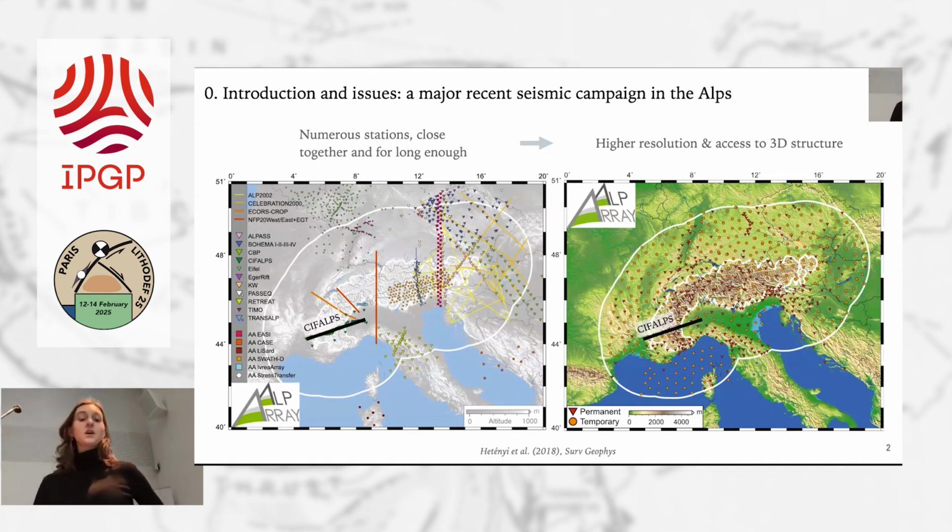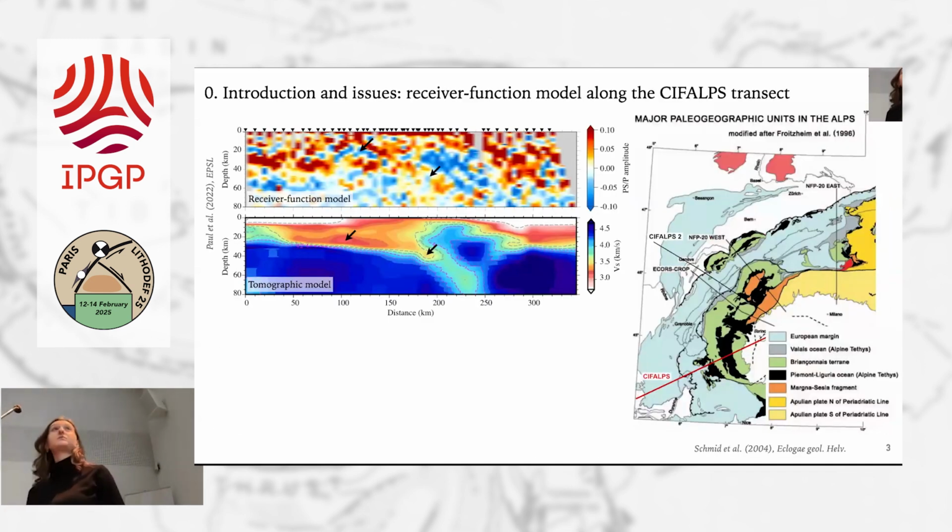And from these, 2D profiles can be extracted. For example, along this one, we have both S-wave tomography models and receiver function models. And here is the result of both models, with P-to-S conversion in this model here, and S velocity variation in this model here.